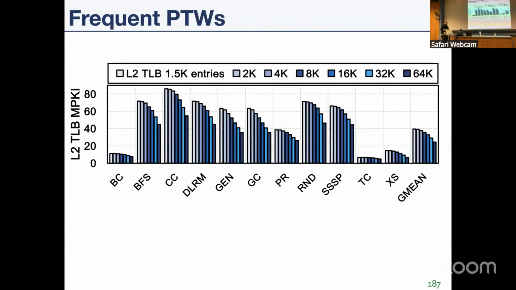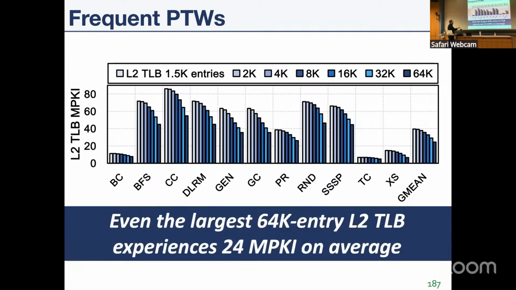We also have very frequent page table walks in these workloads. So we did an experiment where the y-axis shows the L2 TLB misses per kilo instructions, which means how frequently we miss in the L2 TLB. We swept the L2 TLB size from 1.5 kilo entries, which you can find in a baseline processor, up to 64K entries. We almost made it 64 times larger. And what do we observe from this? Even when using the very large 64K entry L2 TLB, we experience 24 MPKI on average.